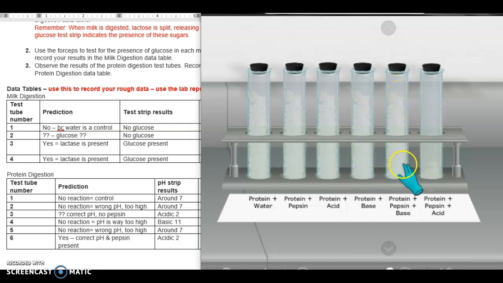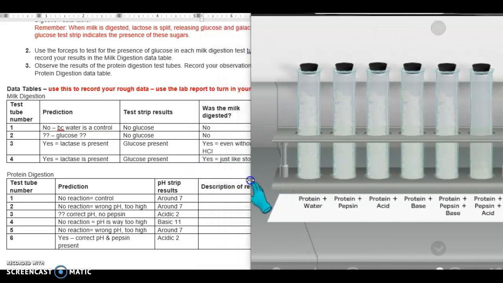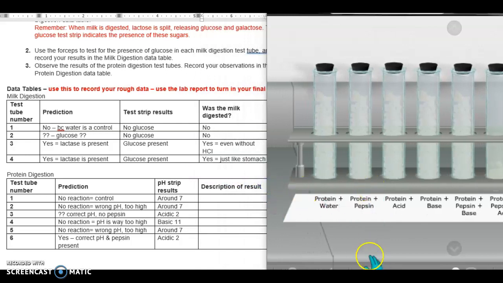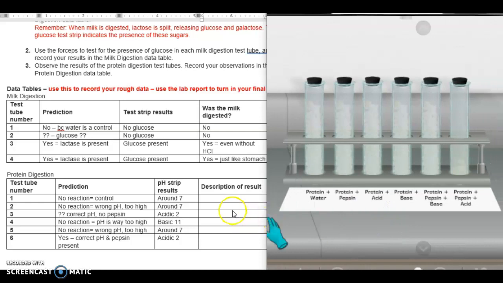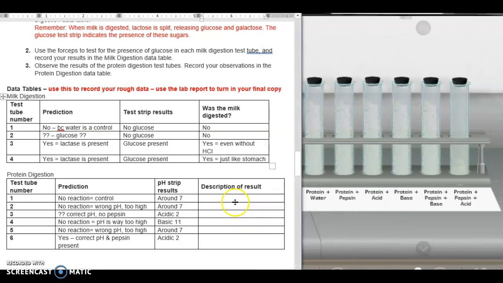The fifth one is the egg white, the enzyme, and the wrong pH. And the last one is the right pH with the right acid and the enzyme present that breaks down proteins. So what we need to do is take a look at these and describe the results that we see here.